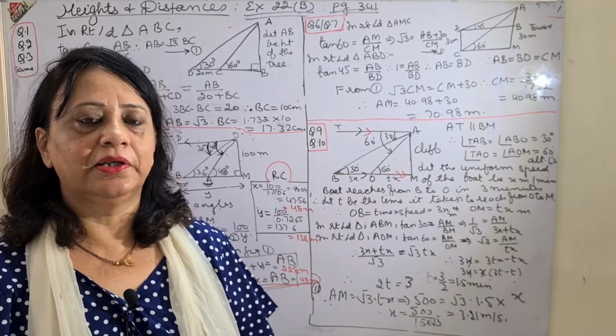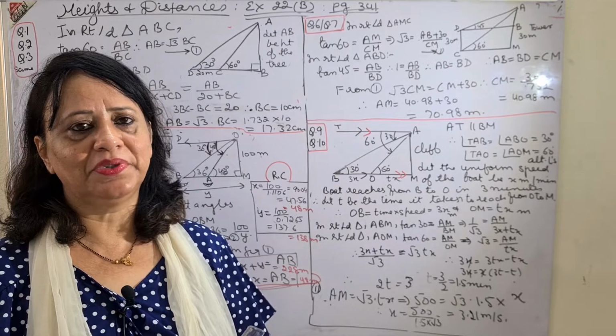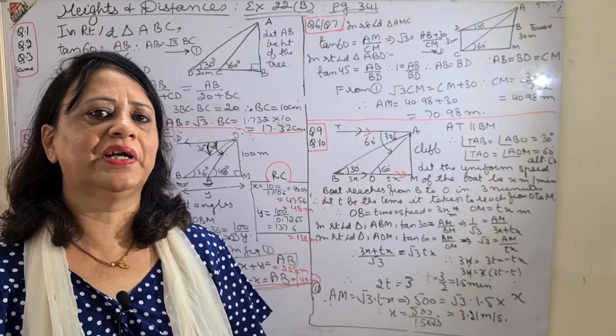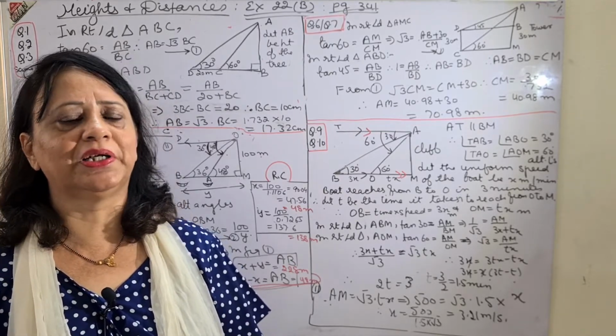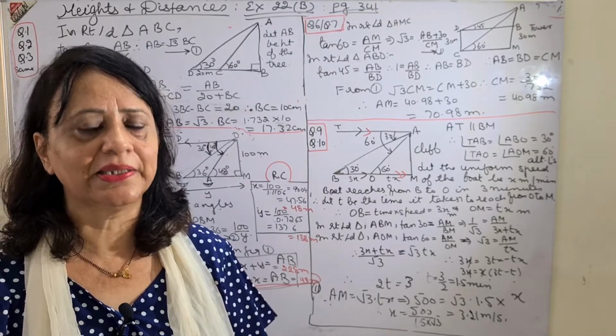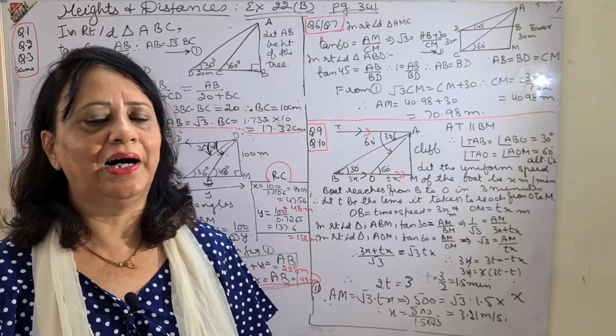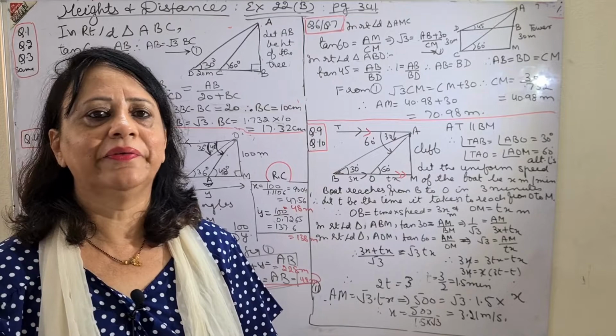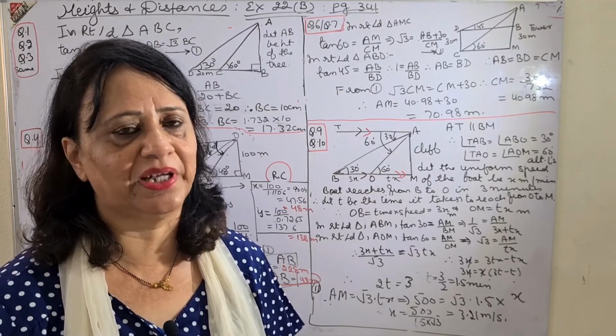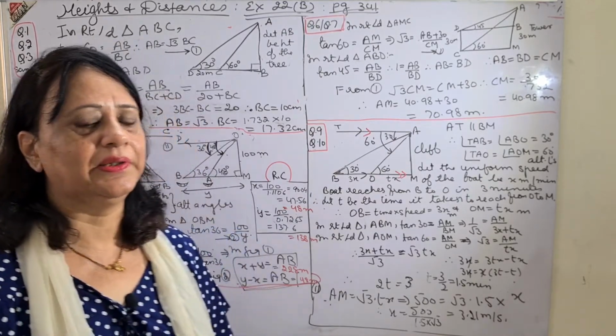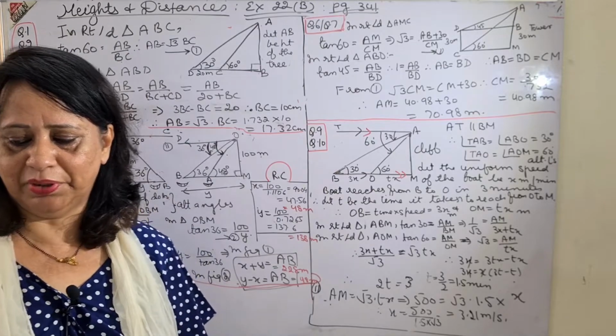22B, the basic concept will remain the same, just the level of difficulty will increase. The language is to be turned into right angle triangles, and from there we will find the heights as well as distances of the given buildings, trees, mountains or cliffs, whatever. So starting with exercise 22B, question number 2.